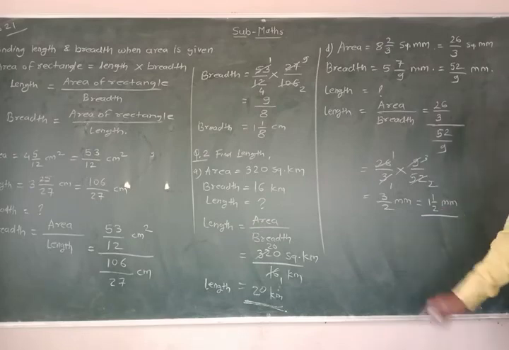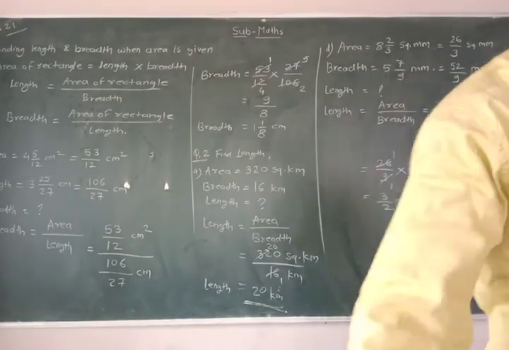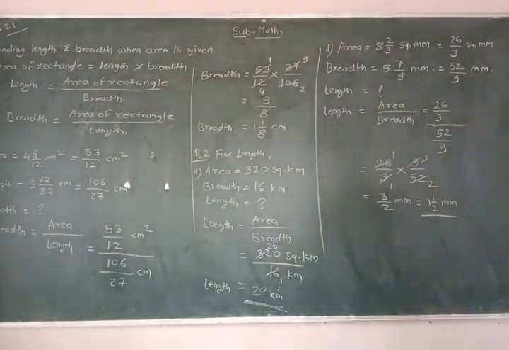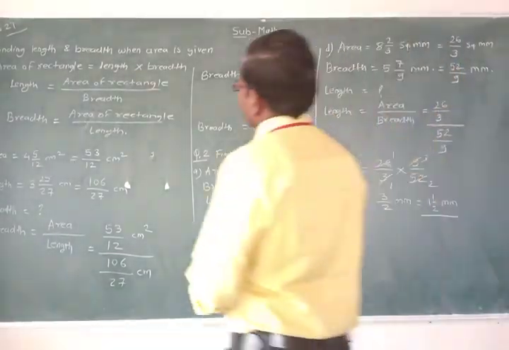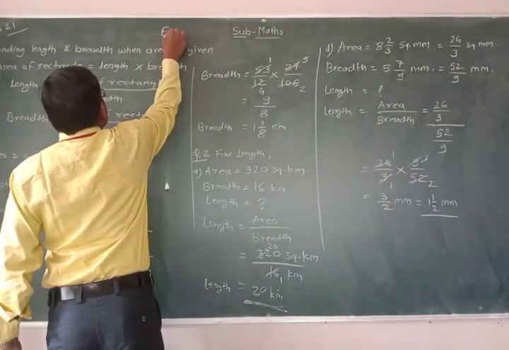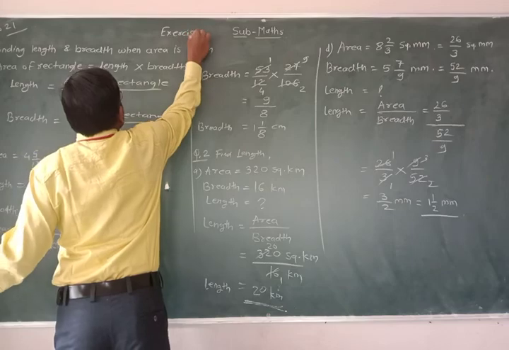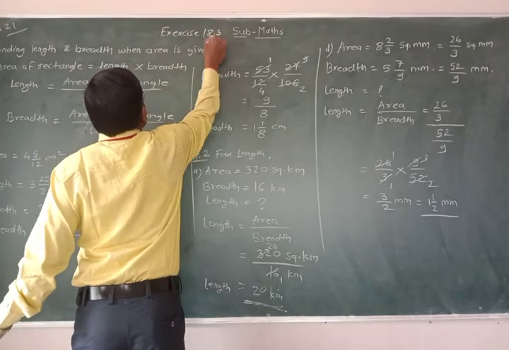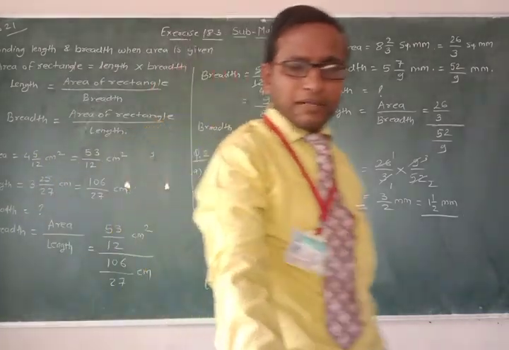Write down fast. So the remaining examples you do it. Only 2 tables you solve in this exercise, Exercise 18.3. Only 2 tables.